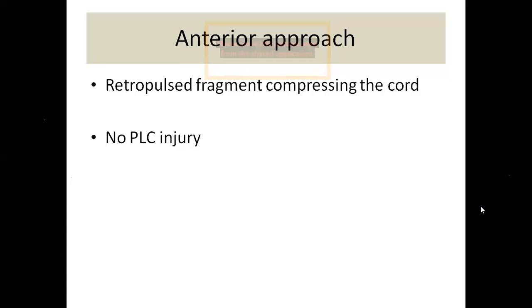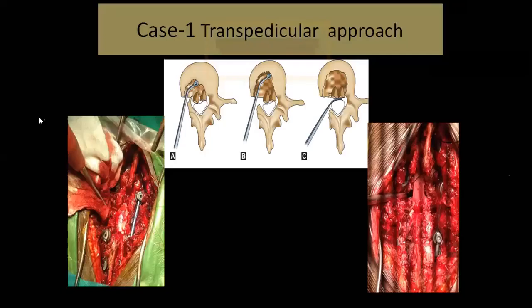So when this retropulsed fragment is compressing the cord, without any posterior ligament injury, the posterior ligament is intact, but the vertebral body, the retropulsed fragment, is compressing the cord. In that case, anterior approach will be better. You do a retroperitoneal approach or transthoracic approach, remove the whole vertebral body, decompress the cord, and reconstruct the anterior column.